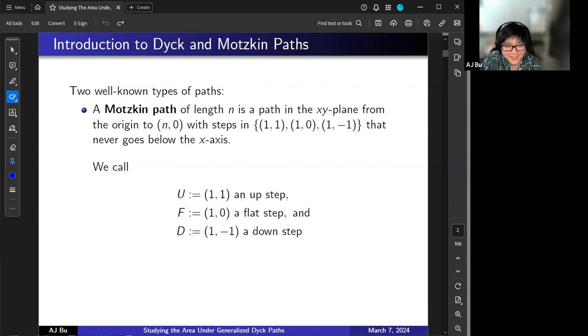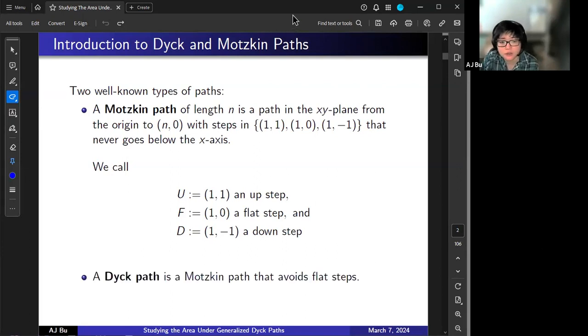I don't know when that cut off, but we're going to let (1,1) be an upstep, because you're going up 1 unit, and denote it with a U. (1,0) is a flat step, denoted F, because you're just going horizontally, and (1,-1) is a down step, because you're going down 1 unit, and we denote it with D. And then the Dyck paths are similar, except they avoid these flat steps.